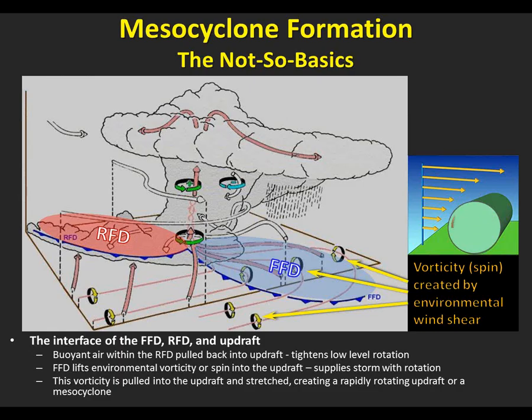The rear flank downdraft obviously comes around. You have that warm, unstable, descending air that comes down toward the surface, and as that re-enters the thunderstorm near the base, you have a very tight circulation down there, so that actually acts to intensify the mesocyclone, and ultimately, if you have a wall cloud, can lead to tornadogenesis.